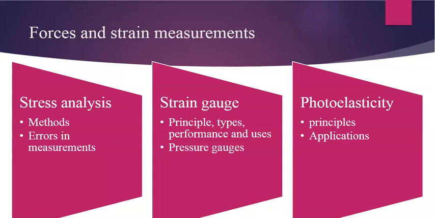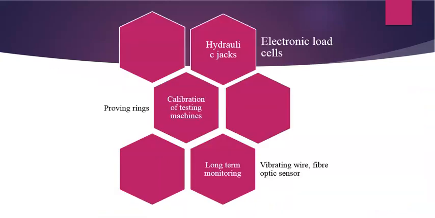The next one is photoelasticity. It is an experimental method to determine the stress distribution in a material. It gives an accurate picture of the stress distribution. It is also used to determine the critical stress points. Here we have some of the instruments which are used to measure various types of physical quantities.